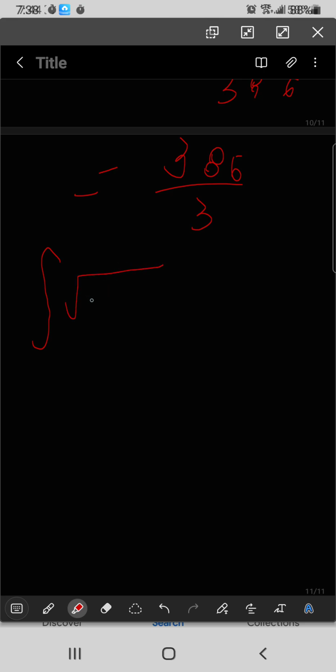Evaluate this: the integral of the square root of x plus 2 dx. We can either use the power rule or we can use u substitution. And don't think that I forgot, there's definitely no reason.